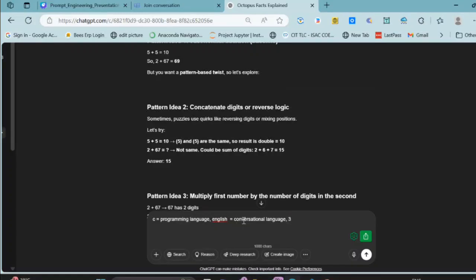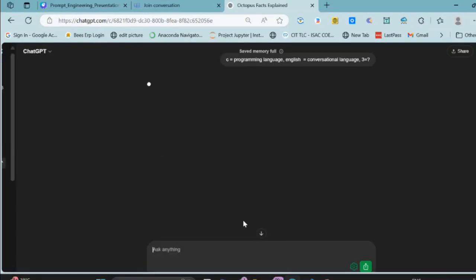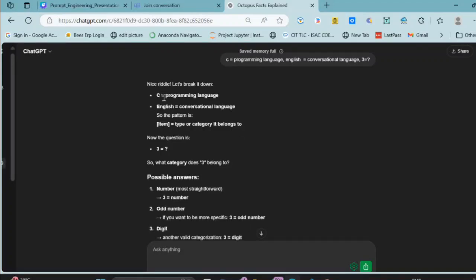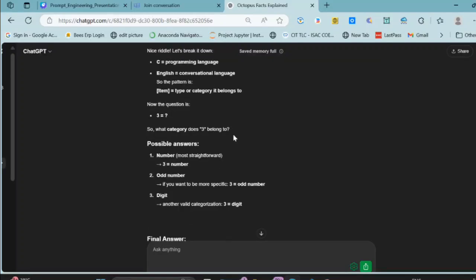Then 3 equals? Nice. Yes. C equals programming language. English equals conversational language. So basically, whatever item we provided, it will categorize the type. Then what we asked, just 3: what category does 3 belong to?